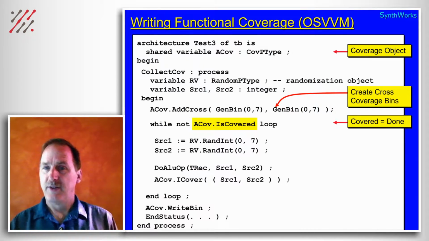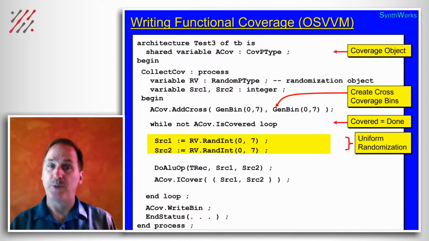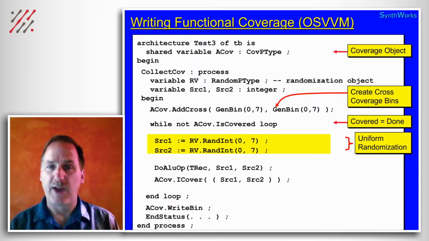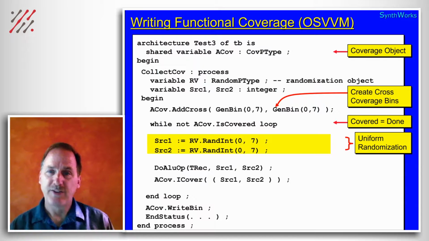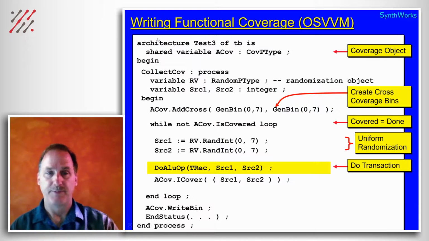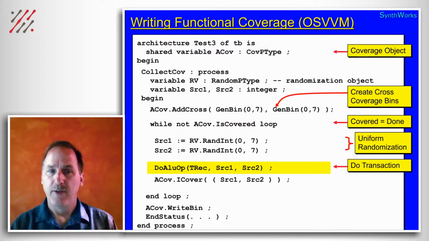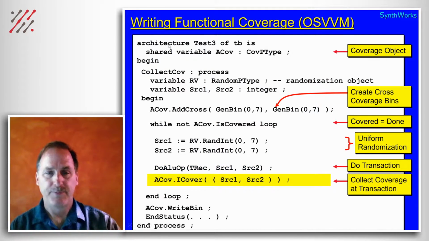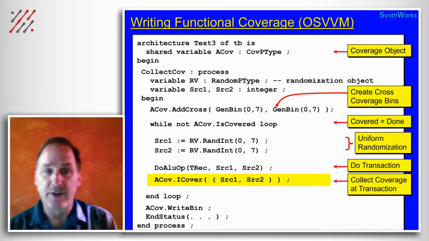We can test if it's all covered, so we basically loop until it is covered. And we're going to use simple uniform randomization here to do our randomization. This is actually very representative of what constrained random does, because each of these sources is independent of each other, so we'll randomize them separately. Then we'll do an operation, and we'll collect our coverage.